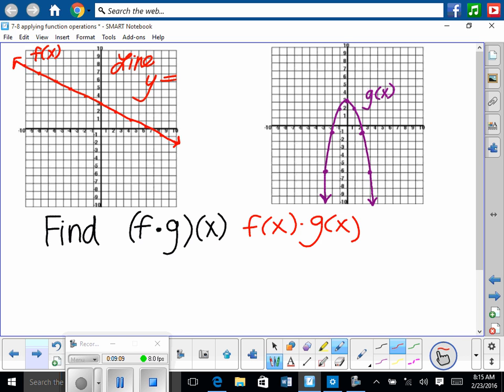Over 0, up 3: (0, 3). What's another point? Let's see, over 1, nope. Over 2, up 2, right? There's another one. Does everybody see how I'm finding points on here? And then I'm going to do one more just to be safe. Over 4, up 1.